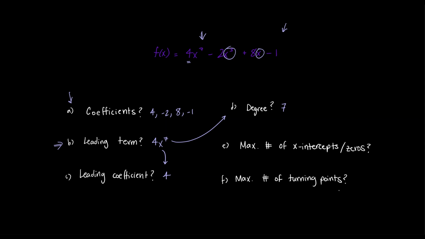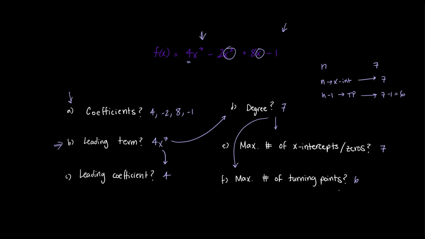And in this case, using the degree, we can also determine the maximum number of x-intercepts that this function can have and the maximum number of turning points. So for a polynomial of degree n, we said that it can have at most n x-intercepts and at most n-1 turning points. So in this case, the degree of our polynomial is 7, which means that at most, it can have 7 x-intercepts, and it can have 7 minus 1 is 6 turning points at most.